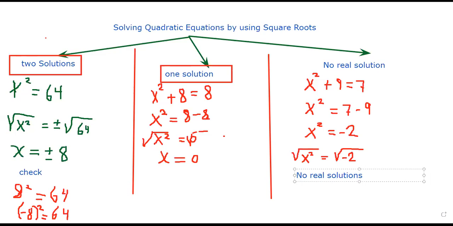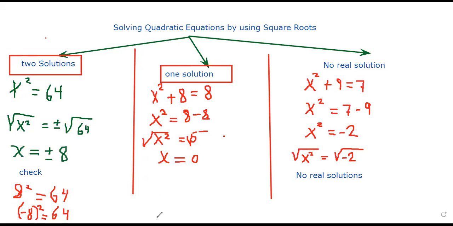Okay, no real solutions. As I said, sometimes we have two solutions when we have a positive number and we can find a root of it. We have one solution when x squared equals 0. We have no real number when we have a negative number under the radical sign, or when we can't factorize. How can we not factorize? Let me give you an example.